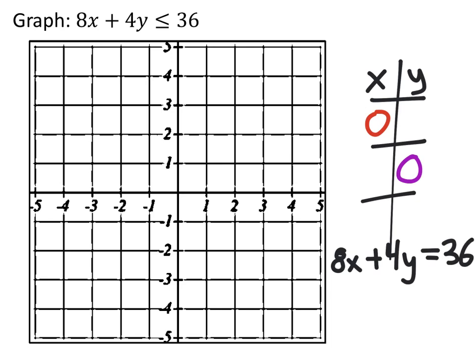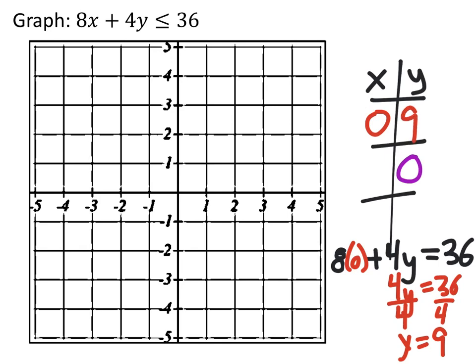And we'll start with x is 0, so replace the x with 0, and solve, right? Well, that would be 4y equals 36, so divide both sides by 4, and we get y equals 9. Now I know that's not on the graph, right? It's way off the graph, but that's okay. It can still kind of help us to confirm the pattern. Let's see how y being 0 will work.